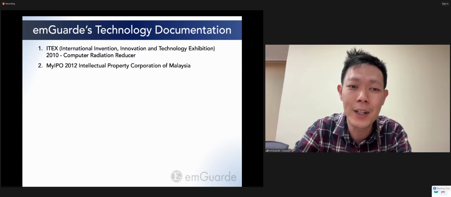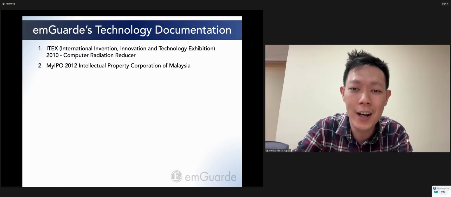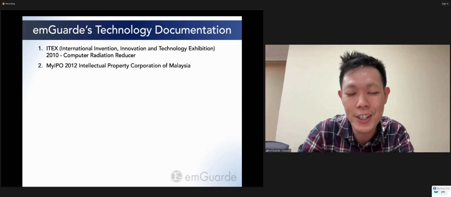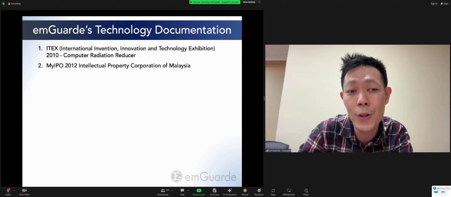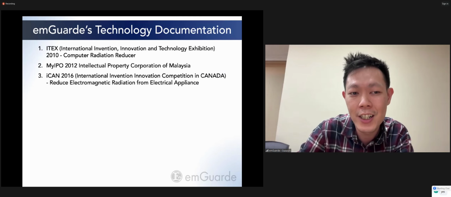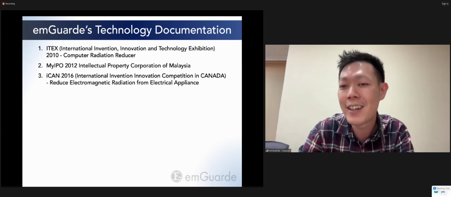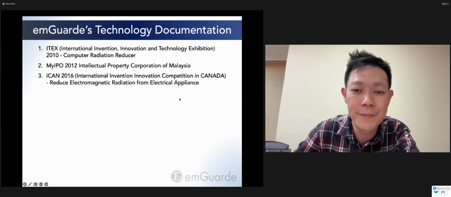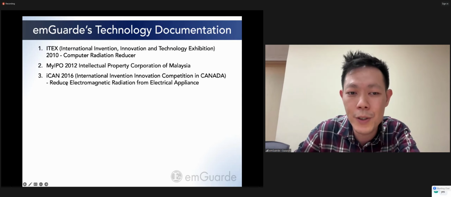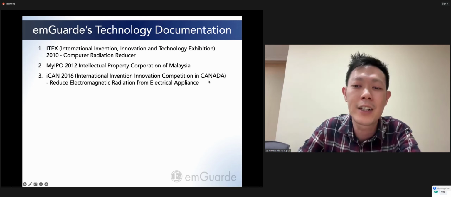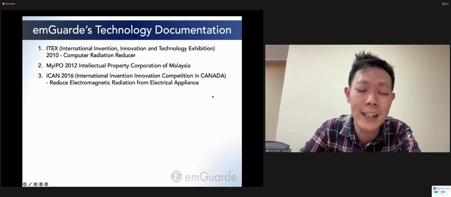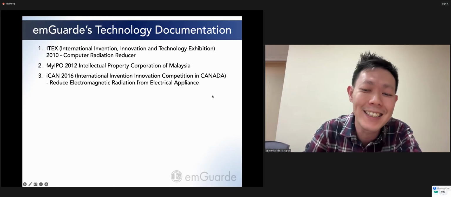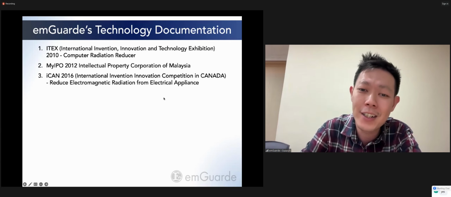The second one is MyIPO, the Intellectual Property Corporation of Malaysia. In 2012, we own a patent from Malaysia. The next one is the ICAN from the Canada invention competition. The title was reduce electromagnetic radiation from electrical appliance. So meaning that in 2016, this technology already won this kind of award to reduce electrical appliance radiation.